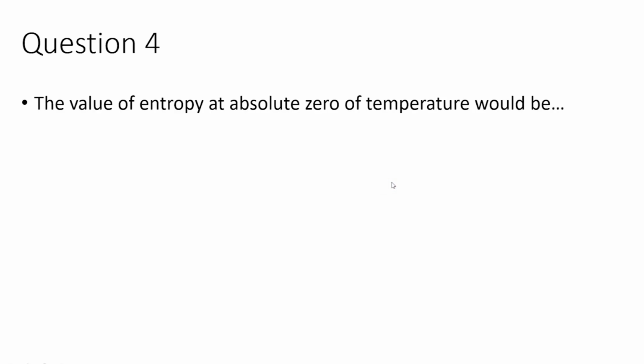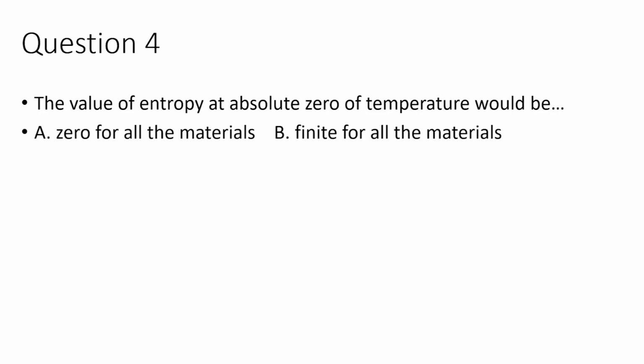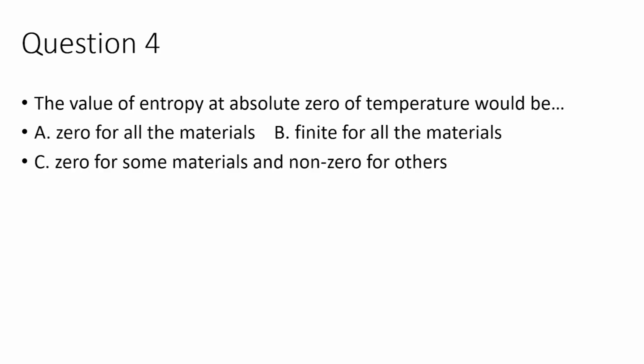Next, question number 4. The value of entropy at absolute zero of temperature would be: option A, zero for all the materials; option B, finite for all the materials; option C, zero for some materials and non-zero for others; or option D, unpredictable for any material.